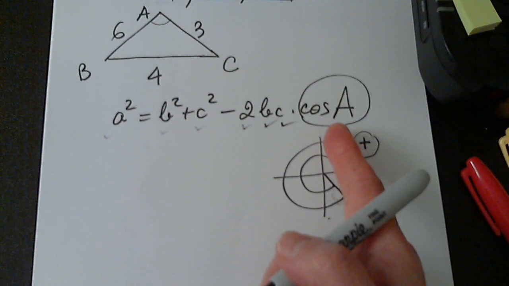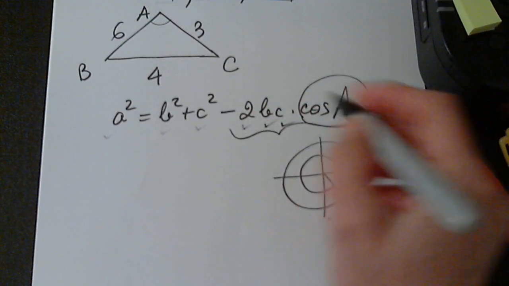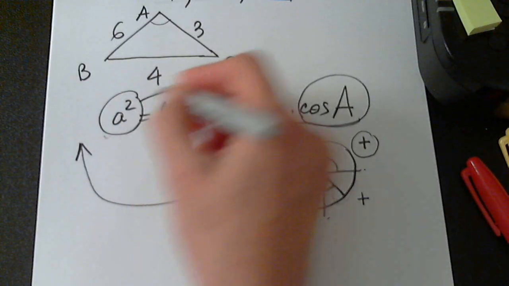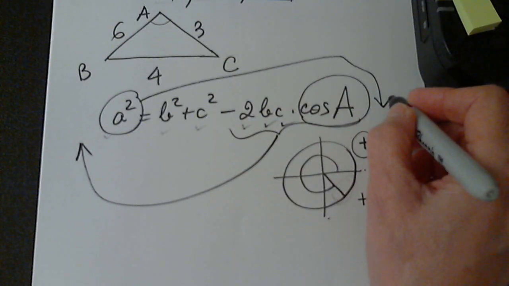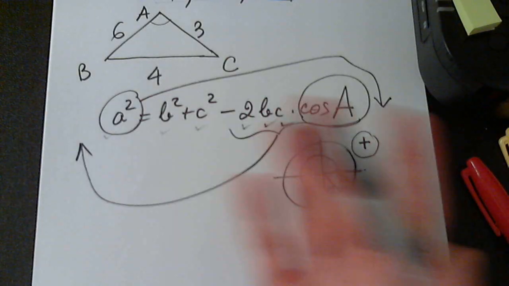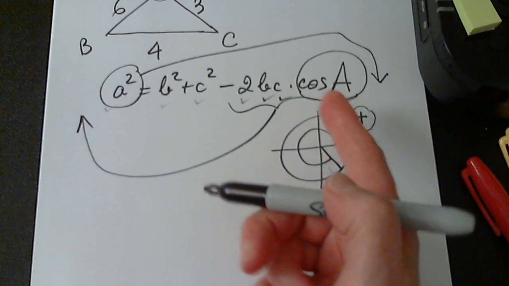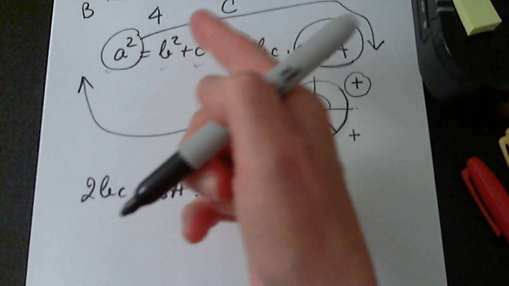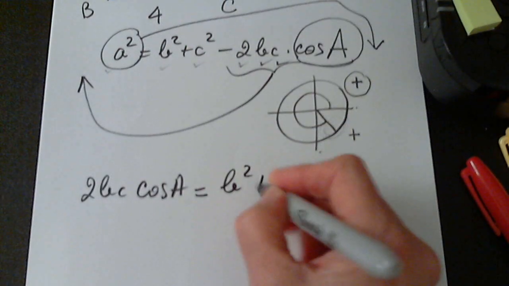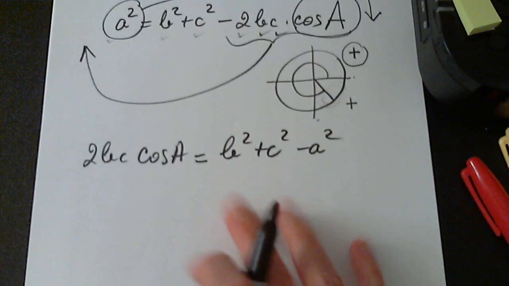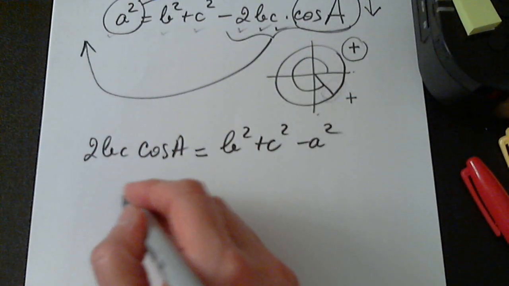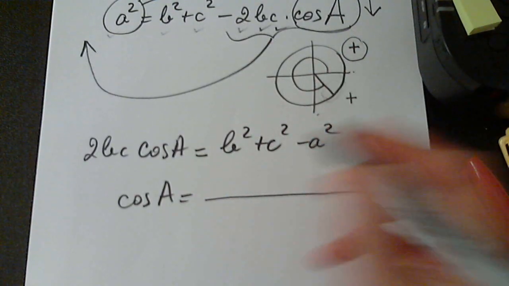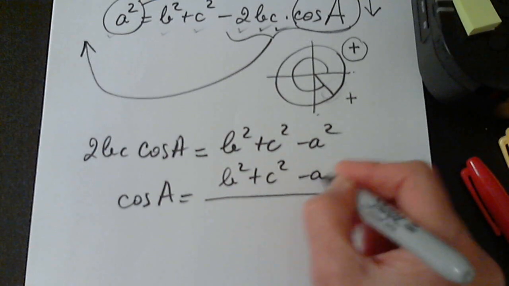Careful how we solve for cosine. I prefer taking this term to this side and making it positive, and taking this and making it negative to the other side. Because when I move terms from one side to the other, all I do is change the sign. So 2BC cosine A equals B squared plus C squared minus A squared. I do not plug in till the very end. It's up to you. I recommend this method, but it's up to you. If you want to plug it in, then it may be more work in my opinion.